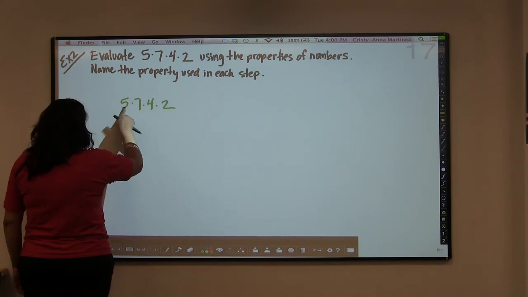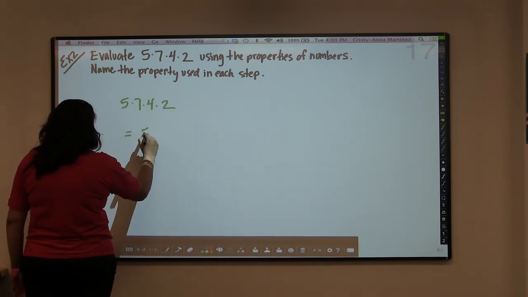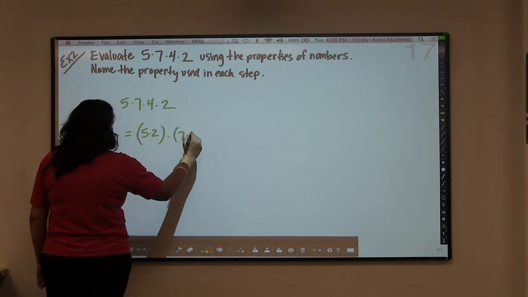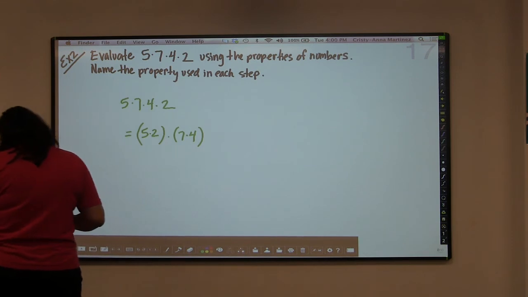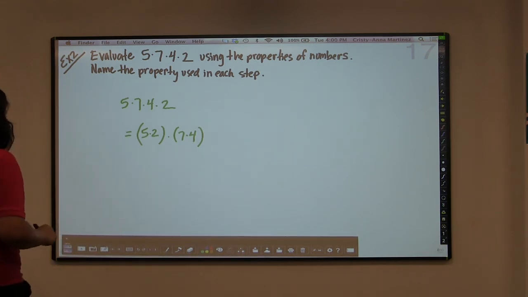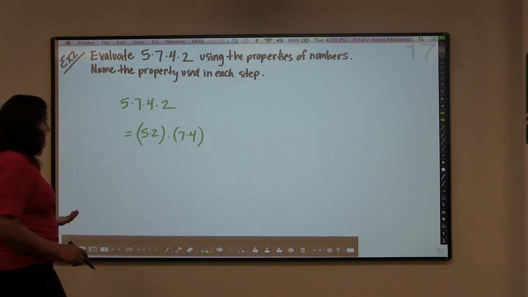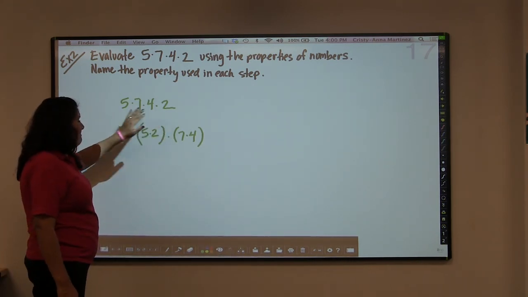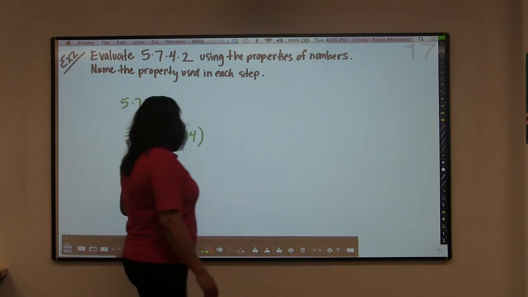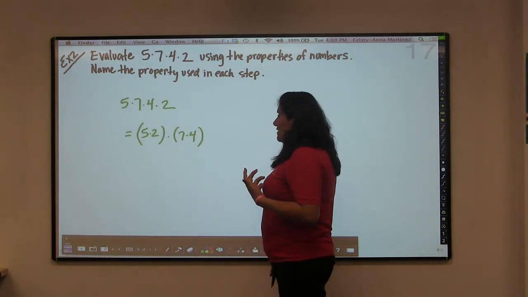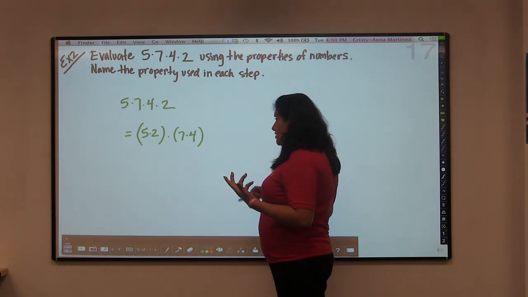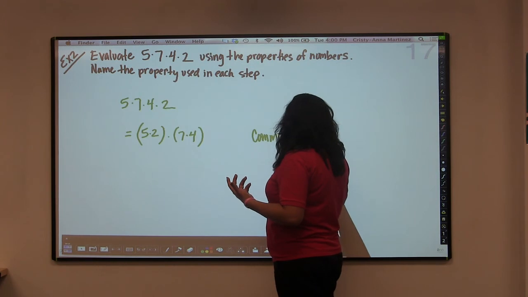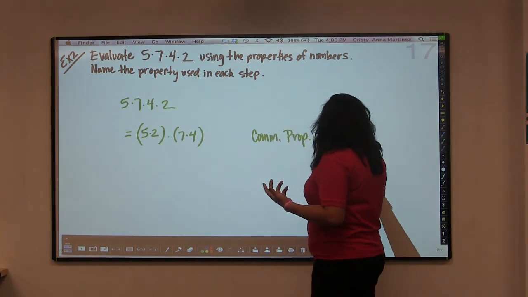I'm going to take the 5 times the 2. And then I'm going to take the 7 times the 4. Now, we don't have to do it this way, but to me it's just easier to multiply 5 times 2 than it is to multiply 5 times 7. So what I did there is I changed the order around. But since the order doesn't affect what my final answer will be, this is the commutative property of multiplication, and you can abbreviate it like that.